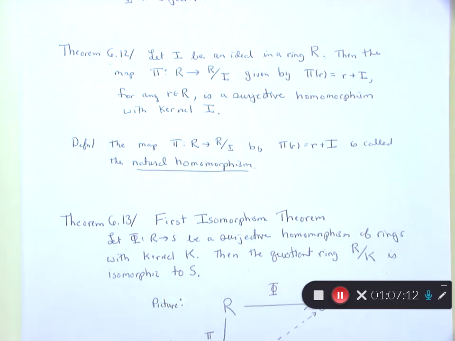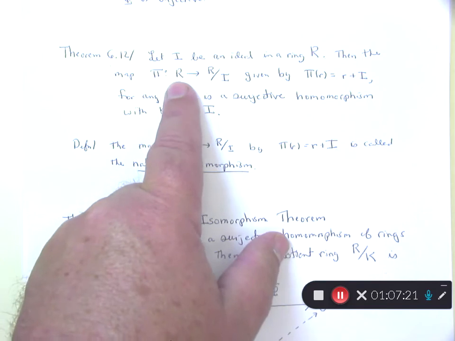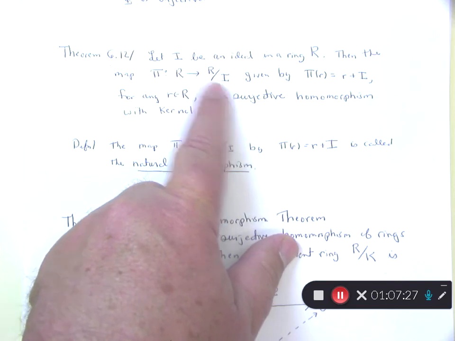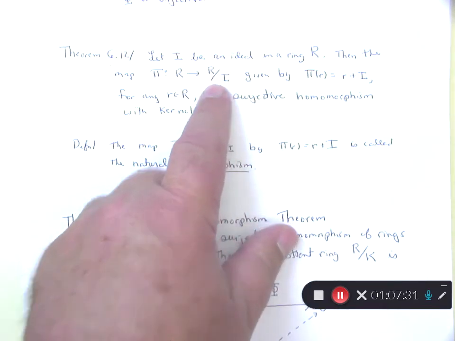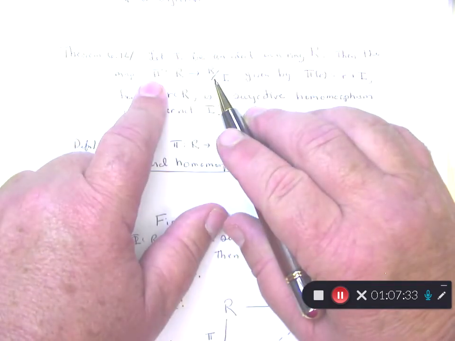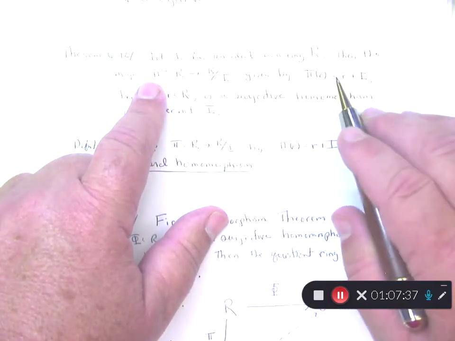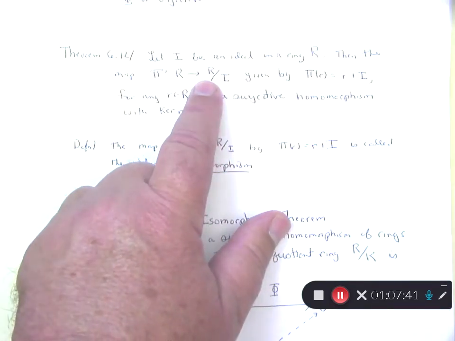Let I be an ideal in a ring R. Then the map pi, going back to these Greek letters again, mapping R to R mod I. Remember, this is a quotient ring when I is an ideal. So I is an ideal of ring R, so R mod I is going to be a quotient ring, so it's a ring. So pi is going to be a homomorphic mapping here, given by pi of r equals r plus I, what we call the natural mapping. I'll talk about that in a second.